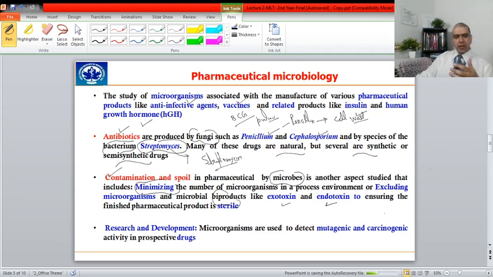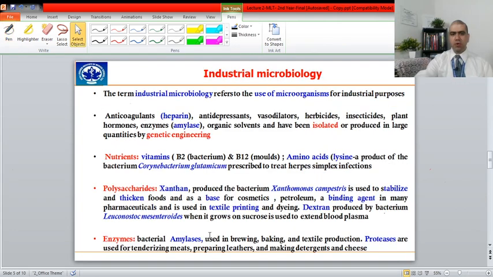And then we talk about research and development. Microorganisms are being used to detect mutagenic agents. I mean, the ability of any cell to turn mutagenic can lead to cancer. And we also see that if we use these drugs, they should not be cancerous. So these activities can be done first on the microorganisms to see whether they are mutagenic or carcinogenic for that one particular prospective drug. So let's move on to the next application.